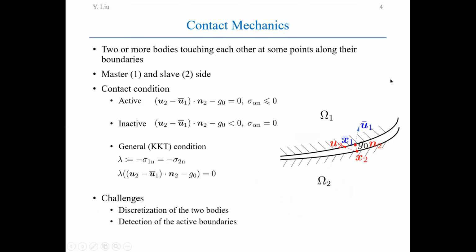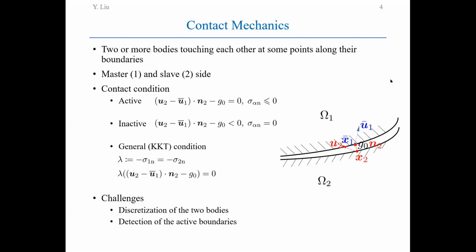In order to model the indentation test, we need to know about the contact mechanics. Let's consider the contact between two bodies, omega-1 and omega-2. We name one side of the contact boundary as the master side and the other as the slave side. For one point x2 on the slave side, there is a point x1 bar on the master side by projection. The initial gap between x1 bar and x2 is G0.